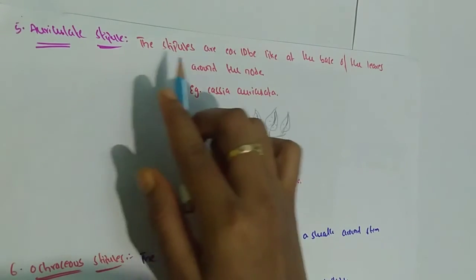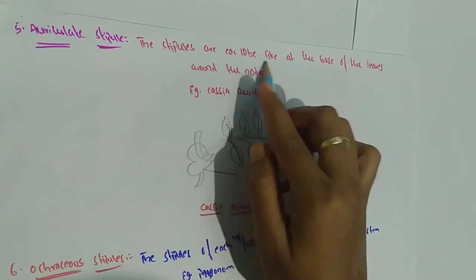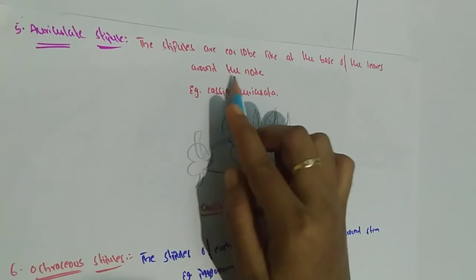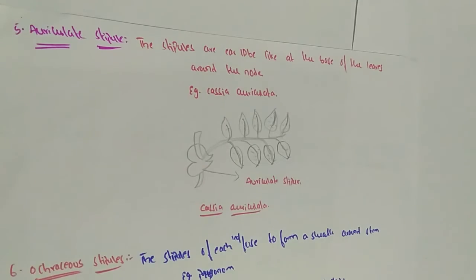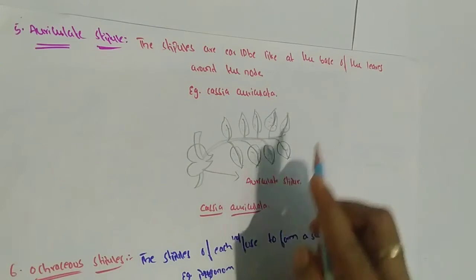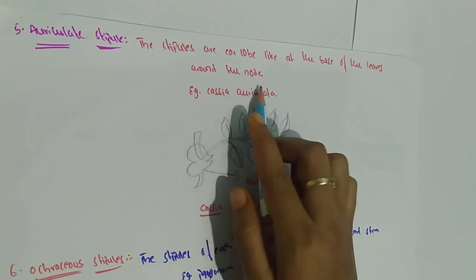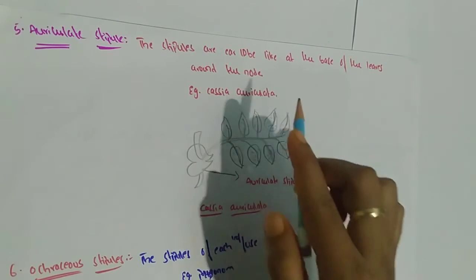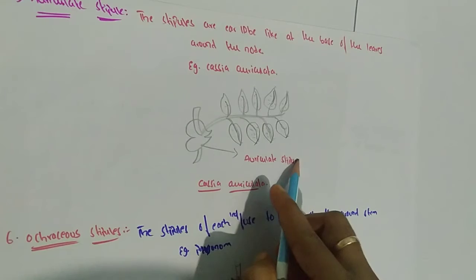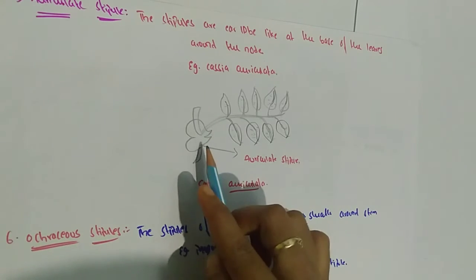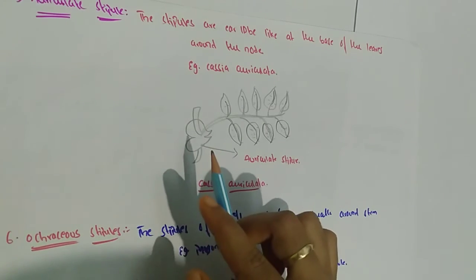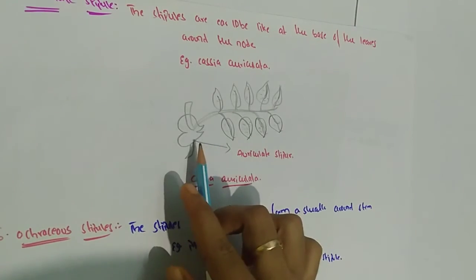Auriculate stipules. The stipules are earlobe-like at the base of the leaves around the node. Earlobe means the soft rounded fleshy part hanging from the lower margin of the ear. So the stipules are also hanging at the base of the leaves around the node. Example: Cassia auriculata.